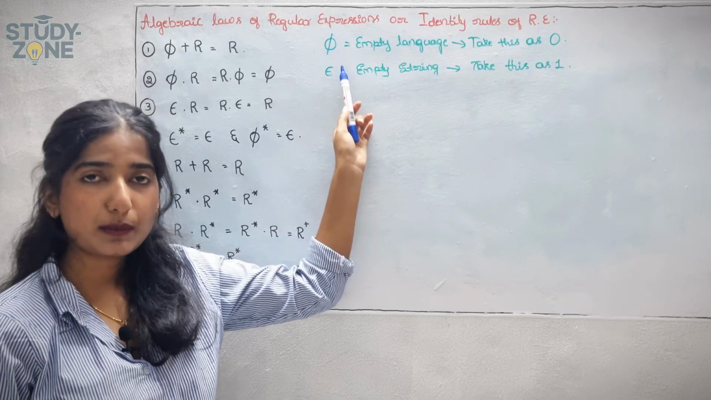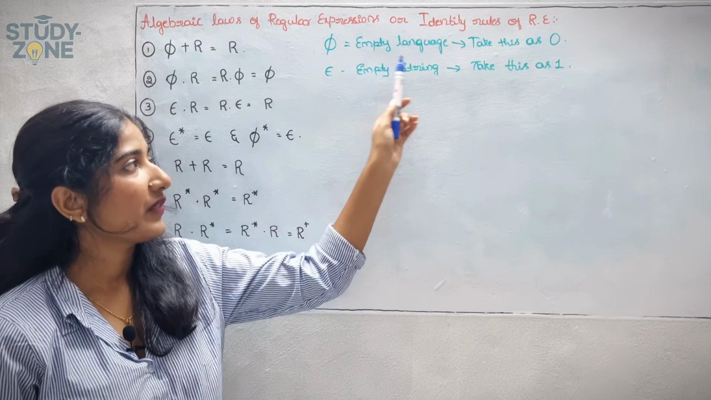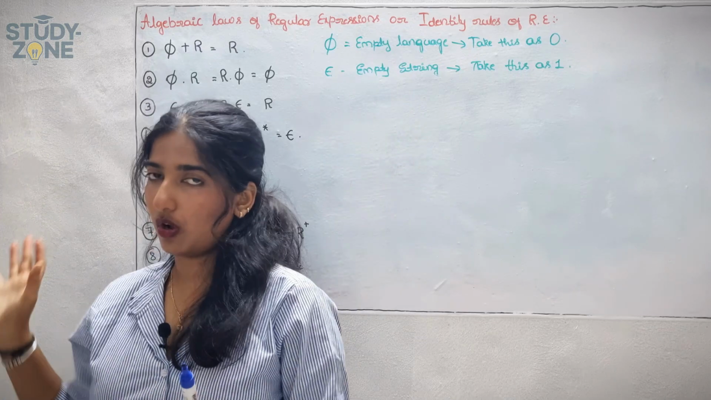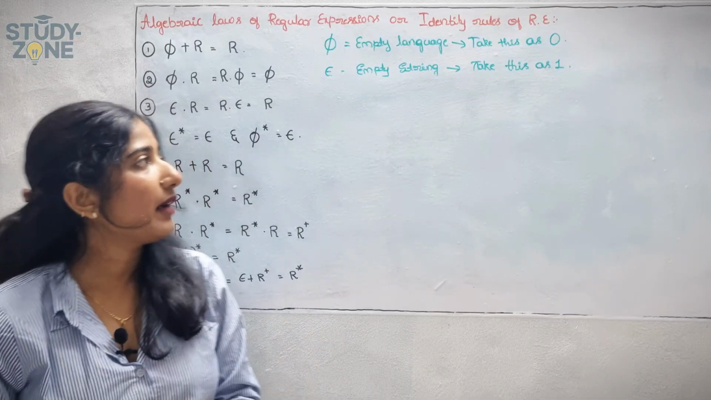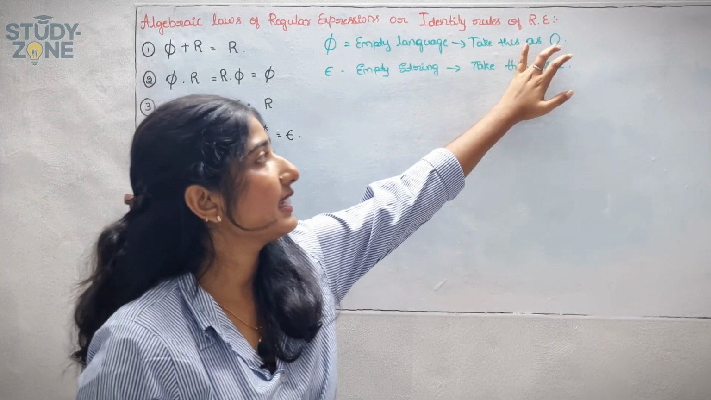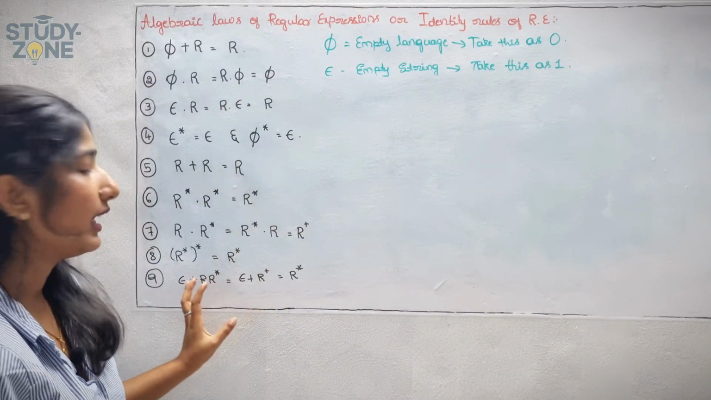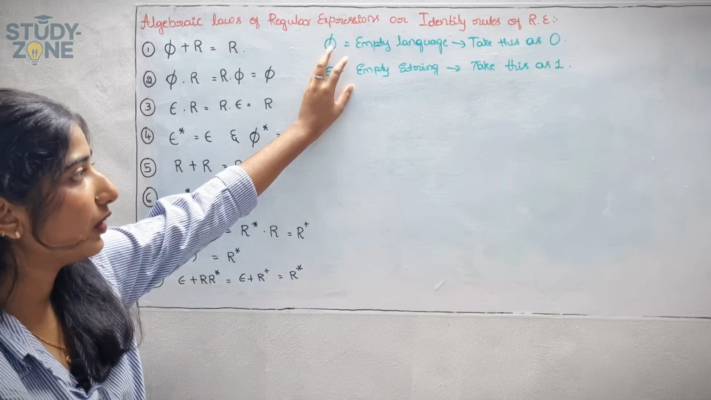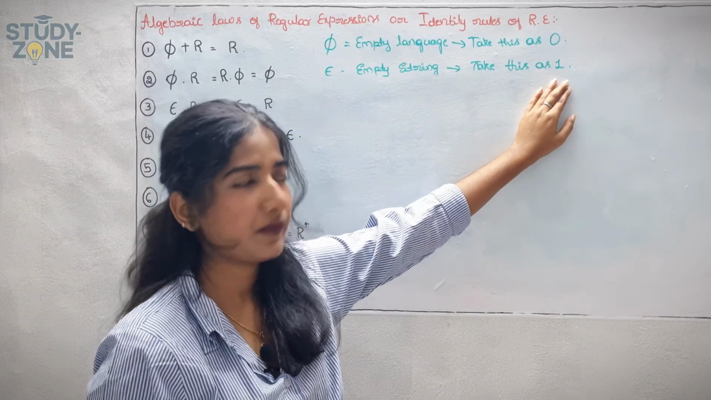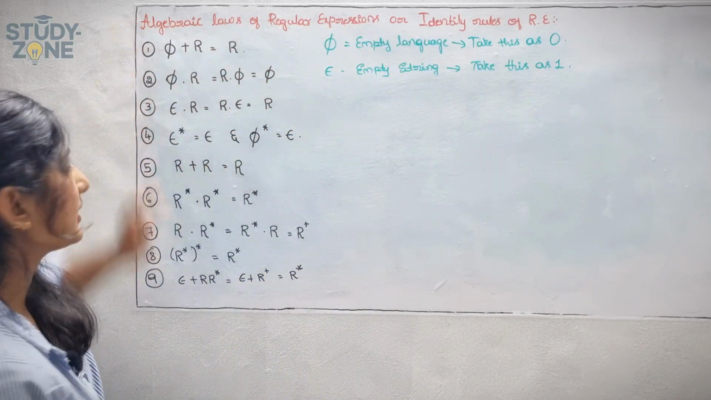The null symbol represents the empty language, and to make it easy for you guys to solve these laws, I am taking the null symbol as 0. In all these expressions, the null symbol's value will be 0 and epsilon's value will be 1. So let's solve the first law.